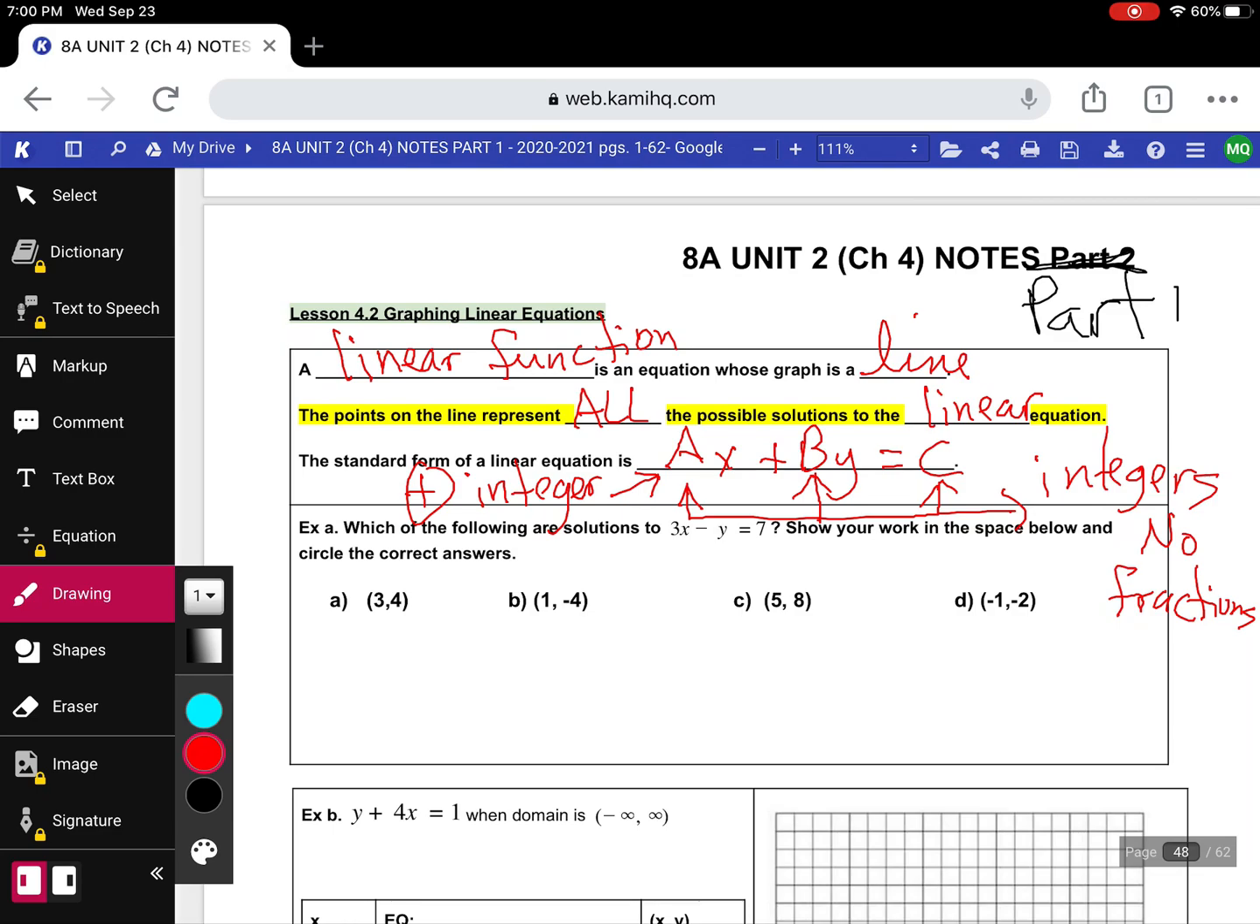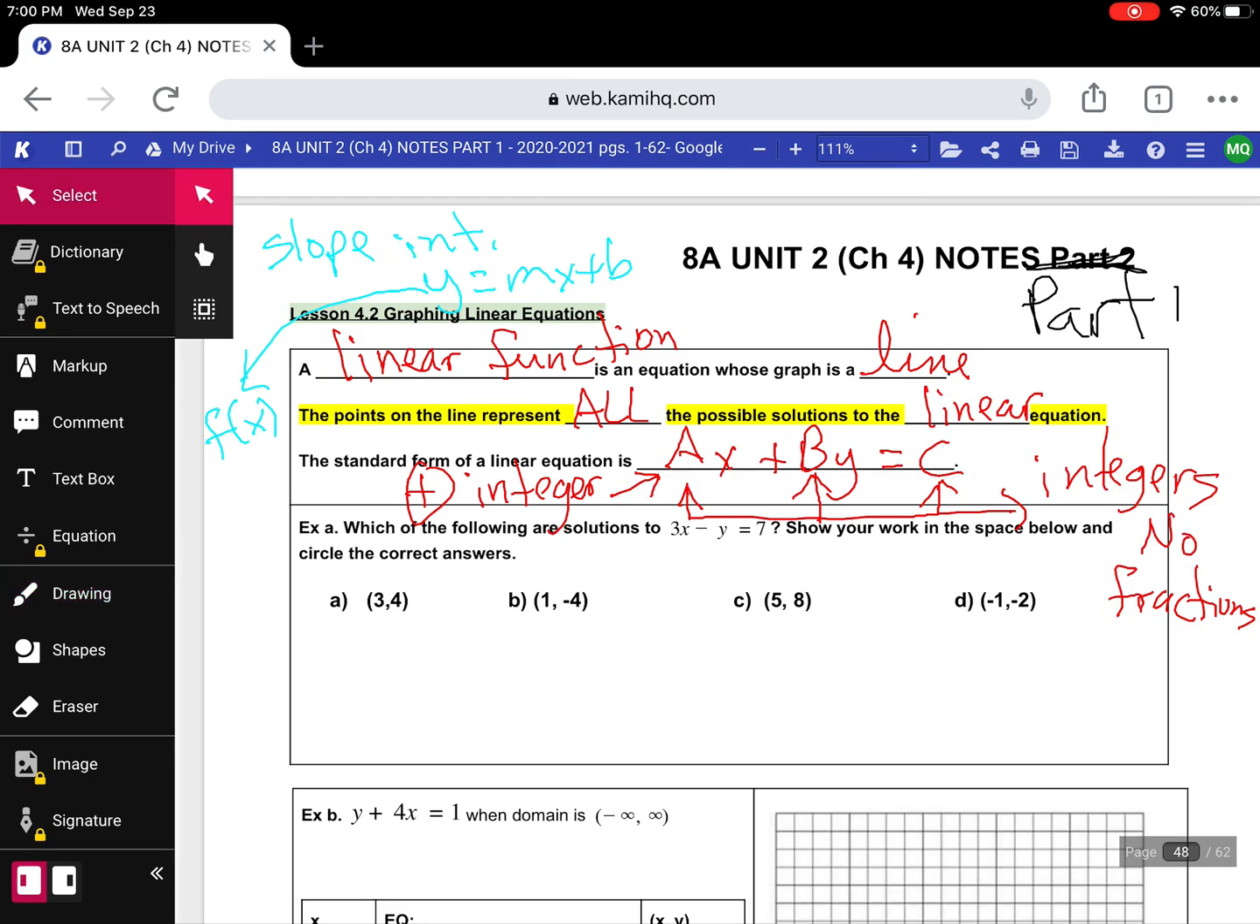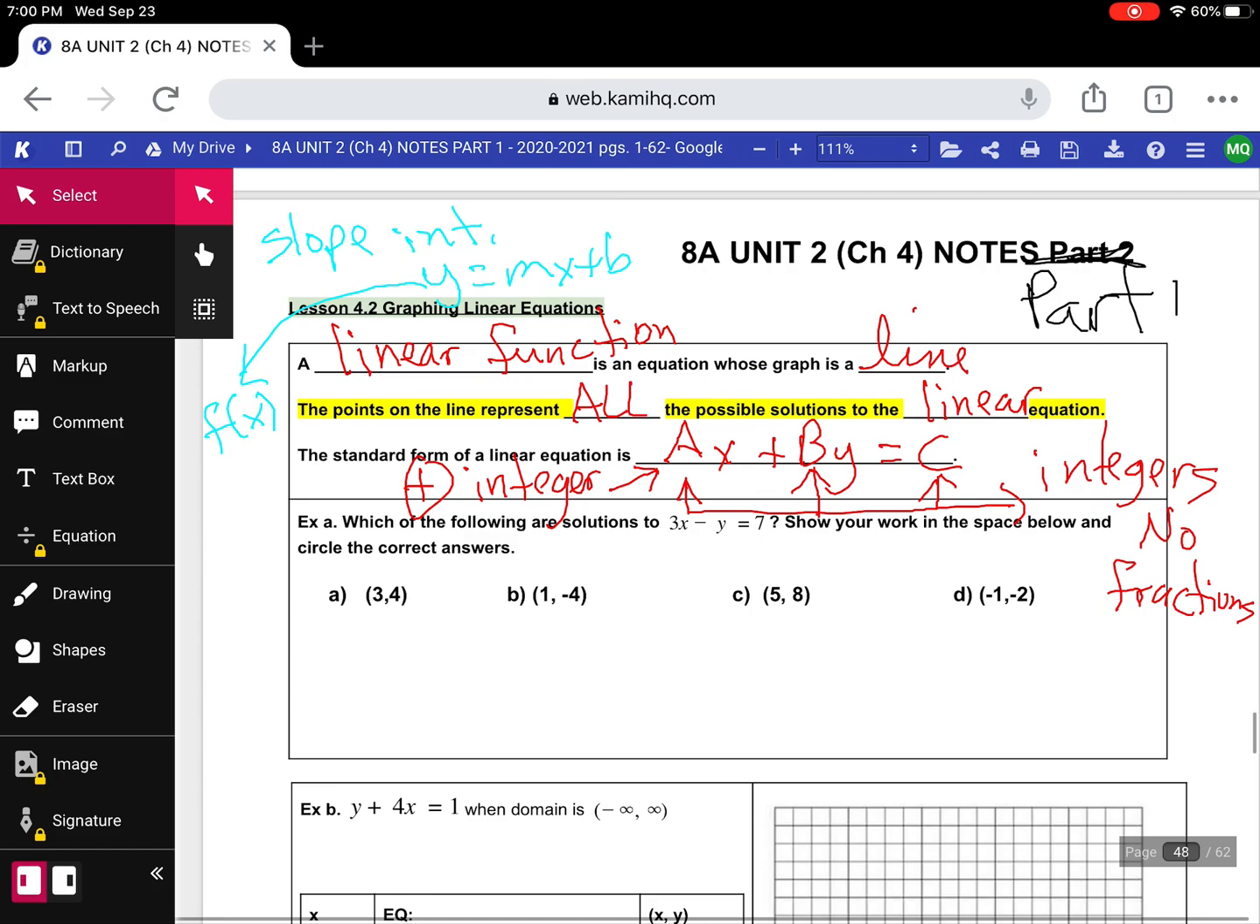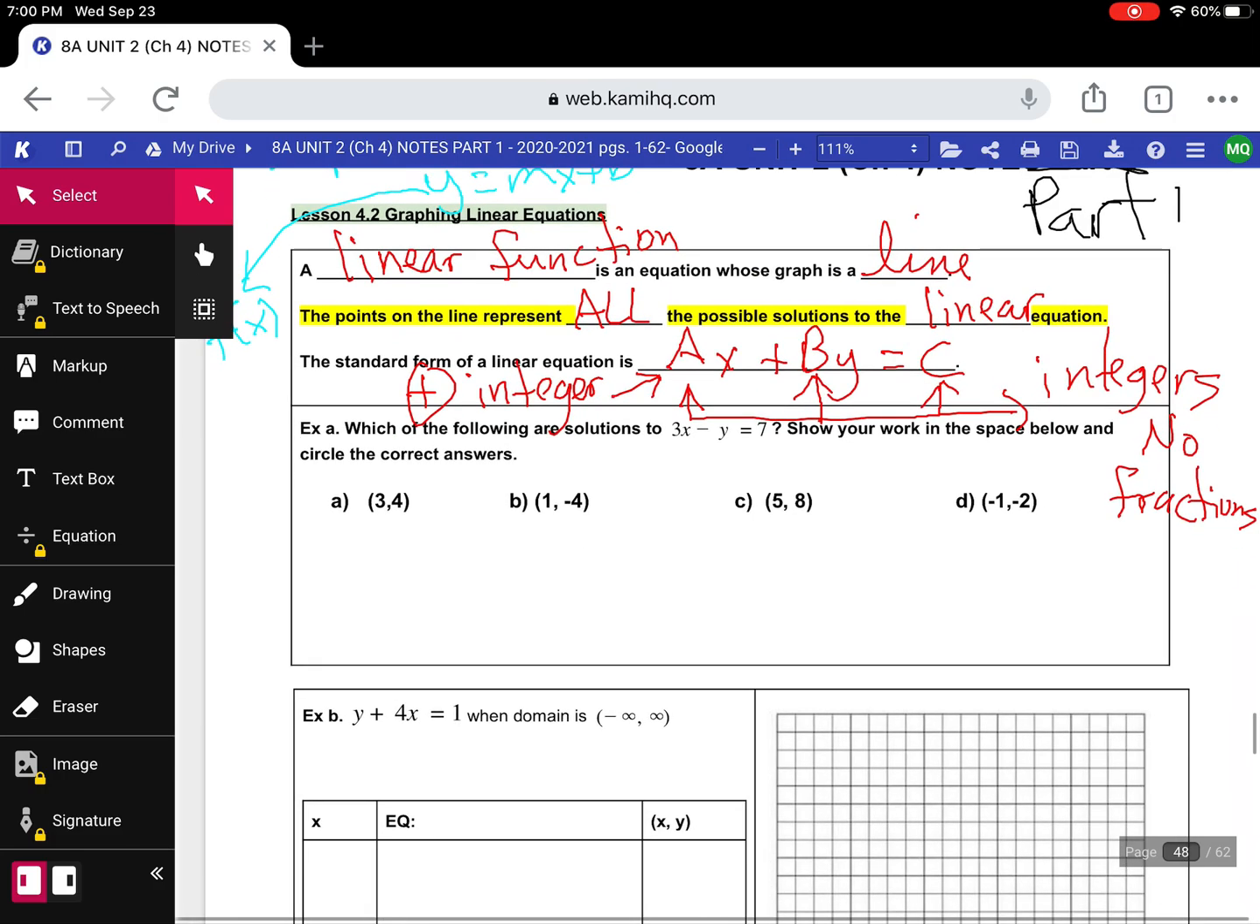And then it's not written on here, but you should obviously remember that we've got slope-intercept, okay? We talked about that yesterday. y equals mx plus b, and the y in function form is f of x, okay? Which of the following are solutions to 3x minus y equals 7? Show your work in the space below and circle the correct answer.